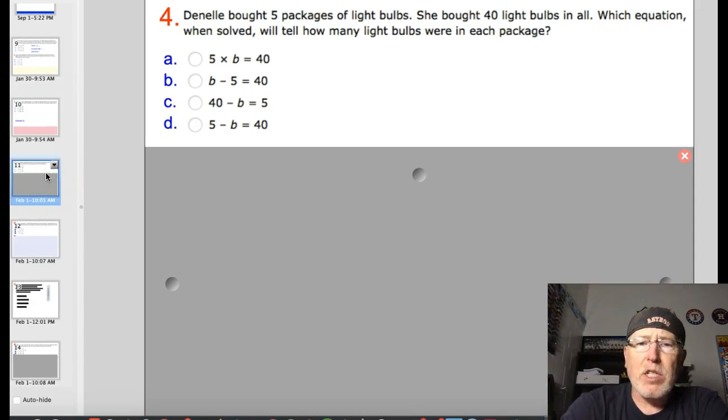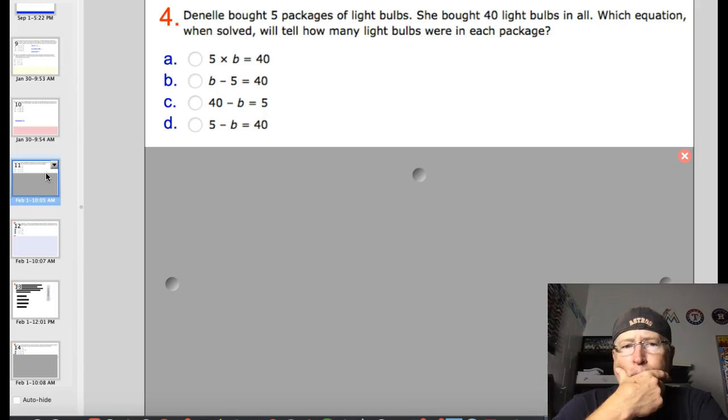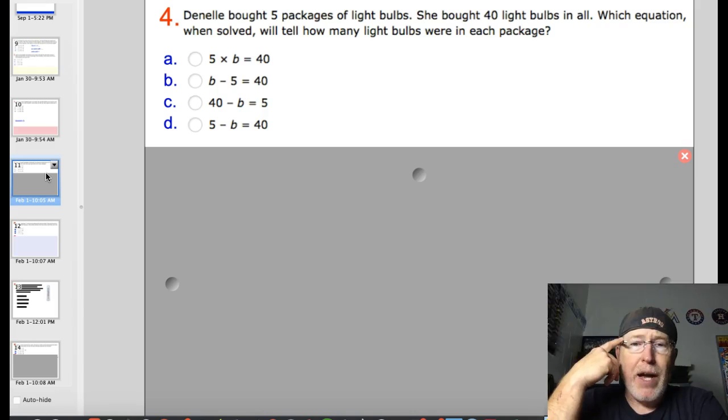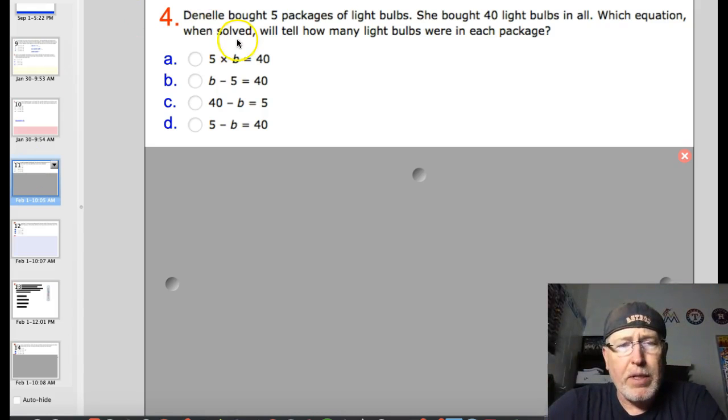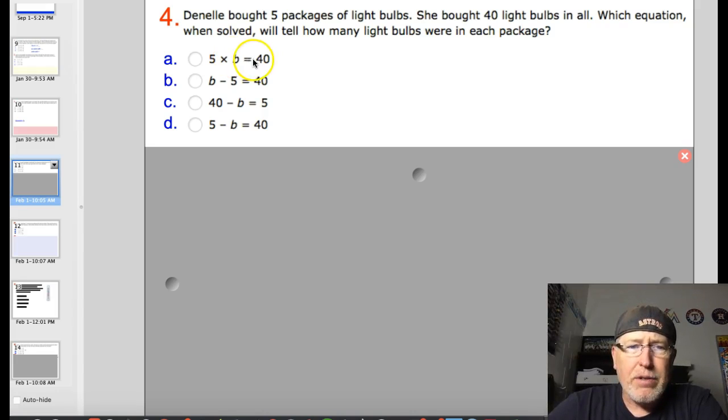Danelle bought 5 packages of light bulbs. She bought 40 bulbs in all. Which equation will tell how many light bulbs were in each package? Take a couple of minutes. Well, I would divide this, right? I go 40 divided by 5. So that's division. So the opposite is multiplication. Let's check this one out, see if it makes sense. 5 bulbs in a package times B packages, or times 8 packages, equals 40. Yeah, there we go. Boom, A.